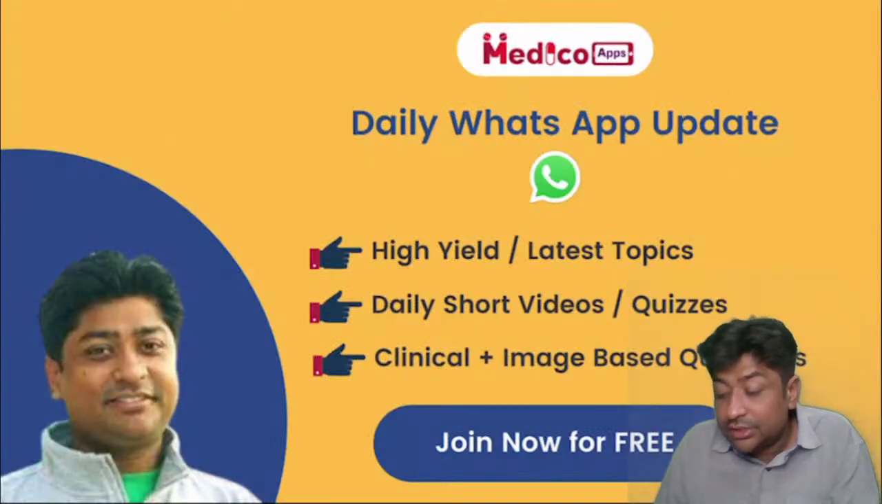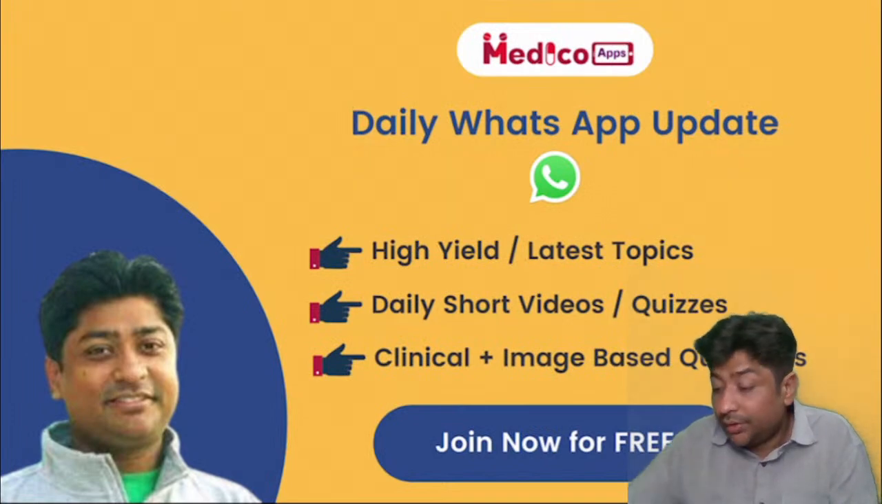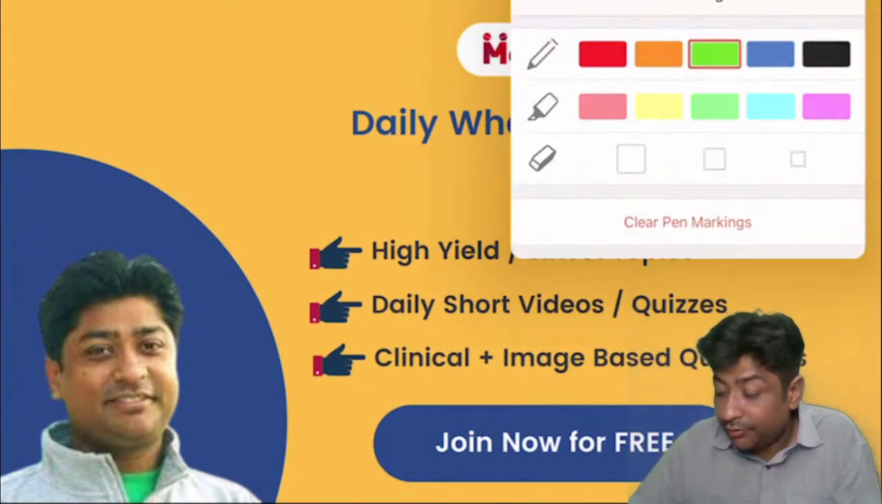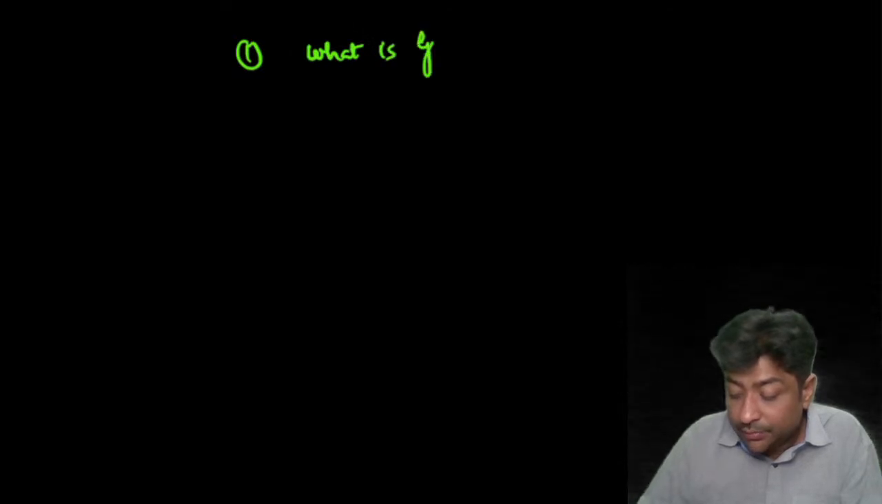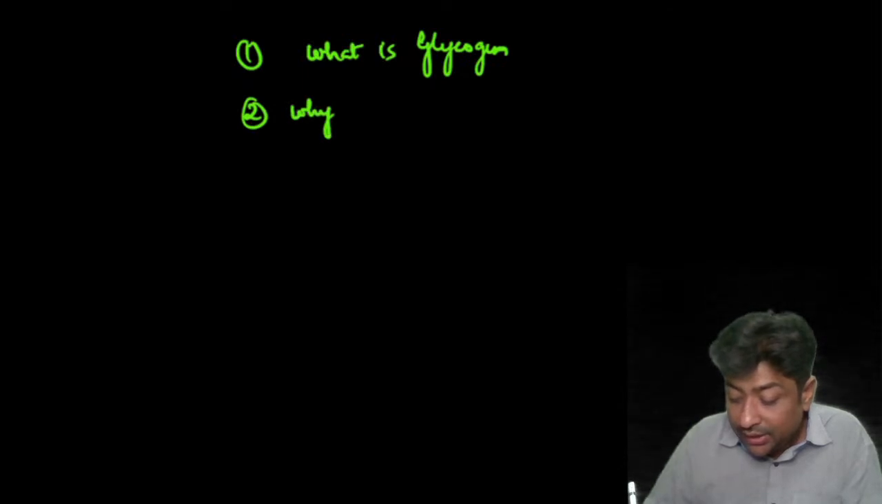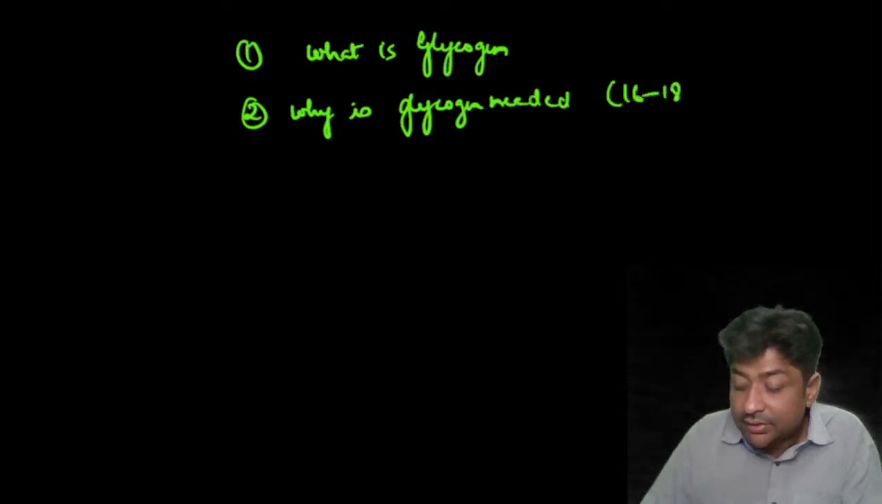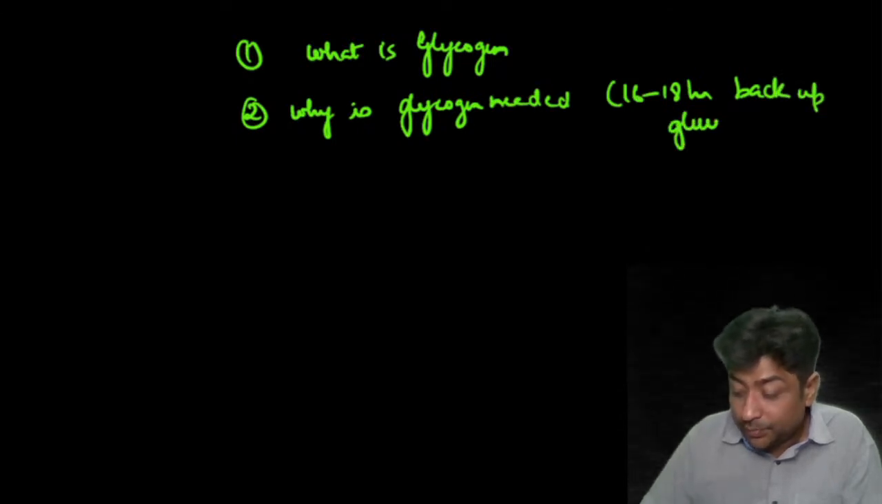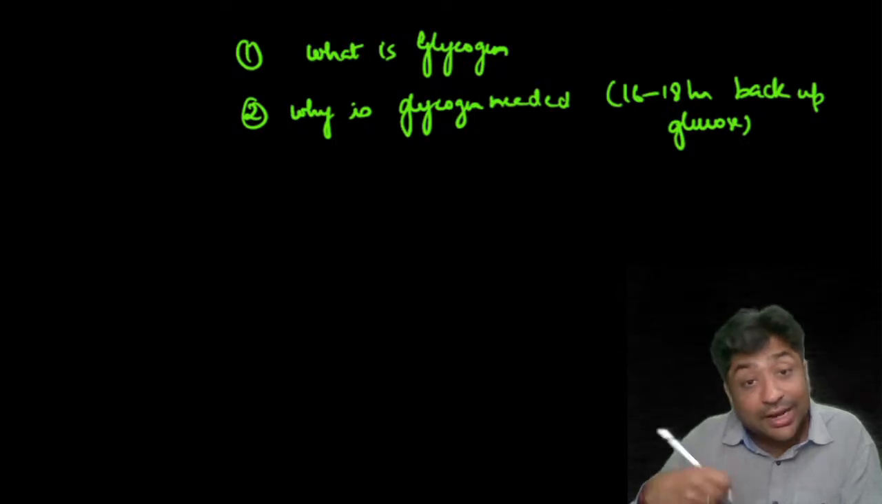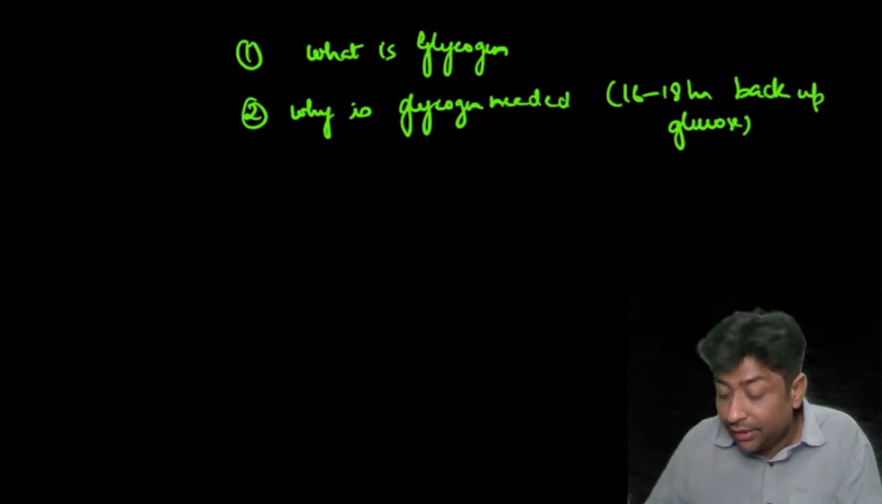Very good. So this brings us to the end. In the session today, I have discussed some very important things. First I discussed what is glycogen. Then I discussed why glycogen is needed, because it gives us 16 to 18 hours backup of glucose, like your power bank. After that, glycogen is not existent, and gluconeogenesis will take over, which we'll talk about in the fed and fasting state.